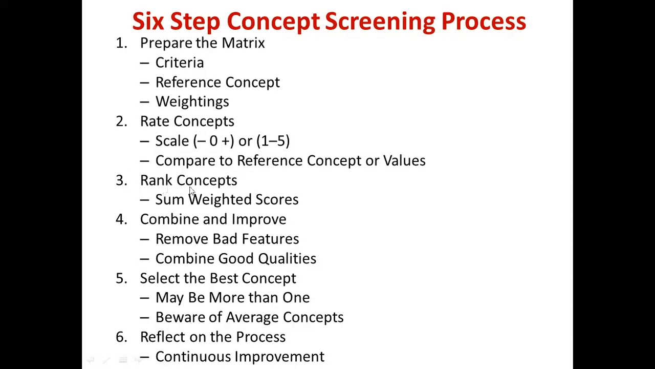Number three, rank the concepts, sum the weighted scores. Number four, combine and improve: remove bad features, combine good qualities. Five, select the best concept, maybe more than one, and beware of average concepts. Number six, reflect on the process for continuous improvement.